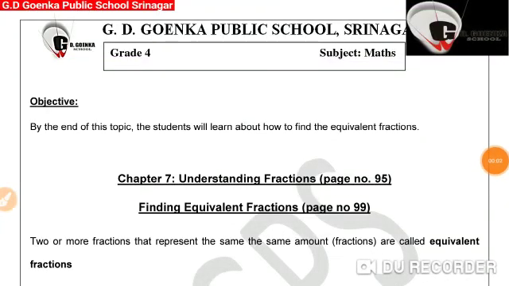Dear Goenkans, this is in reference to the 7th chapter, Understanding Fraction, given on page number 95 of your math side book. The objective of this topic is to make you able to learn how to find equivalent fractions.